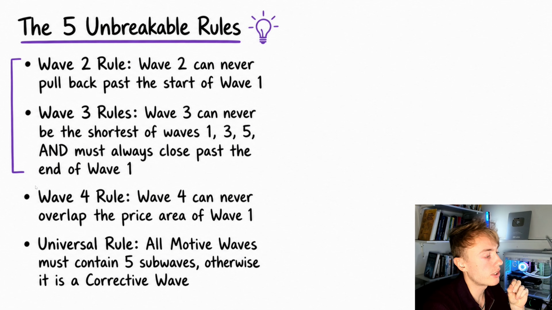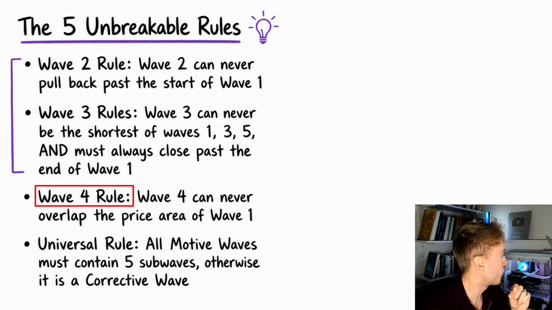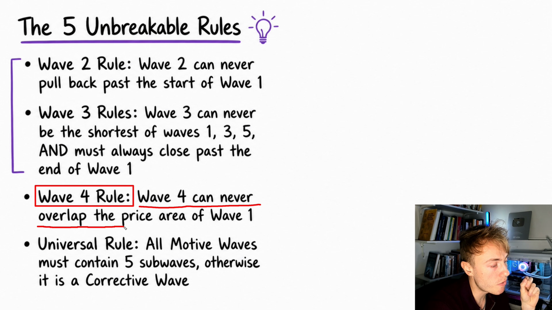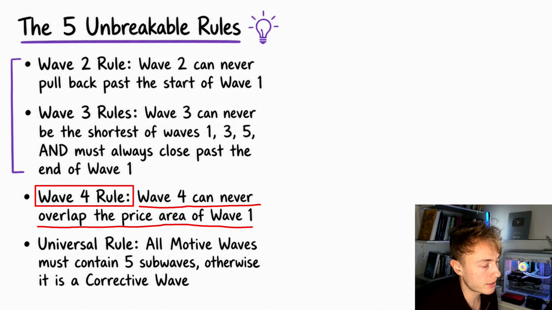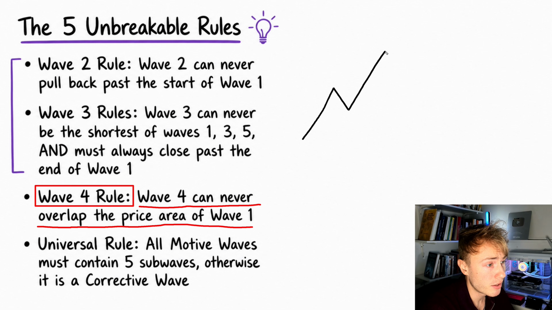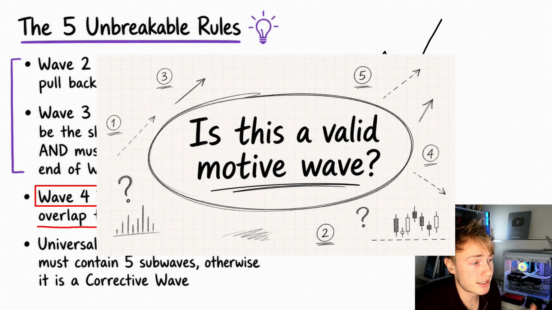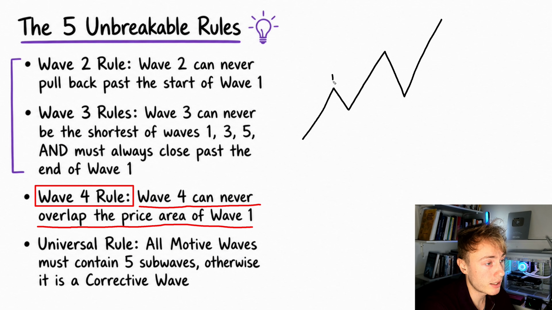Now let's take a look at the rule for wave 4. This rule states that wave 4 can never overlap the price area of wave 1. And what do I mean by this? So let's once again draw an area here. We have 1, 2, 3, 4, and then 5. Now you might ask, is this a valid motive wave? Well, let's first draw it up. 1, 2, 3, 4, 5.